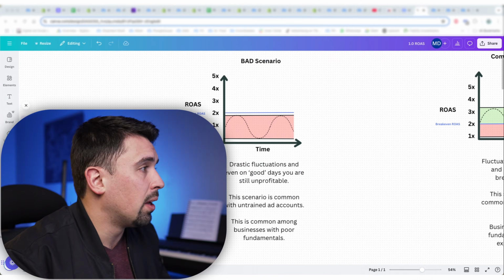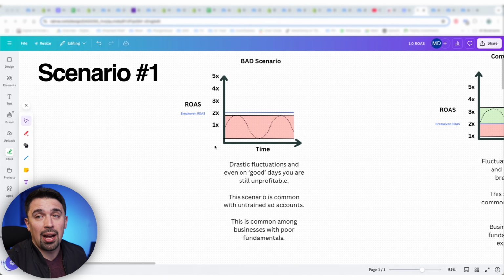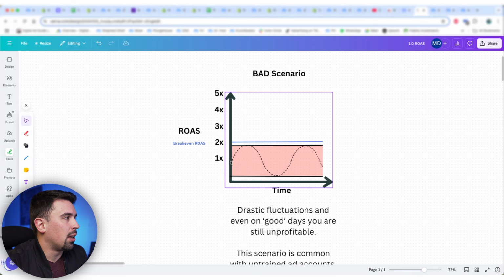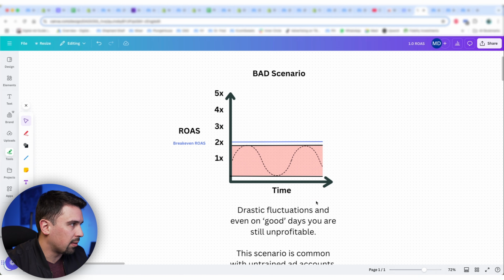All right, you guys, I'm gonna set the stage by showing you 3 super common scenarios that I see across ad accounts. I'm also gonna show you some real live ad accounts to really drive my point home. So check this out. Scenario number 1, I call this the worst case scenario, right? Imagine that your break-even return on ad spend was 2x, okay? So here's your break-even, and you can see in this graph, you have some good days and then you have some bad days, right? Good days, bad days.